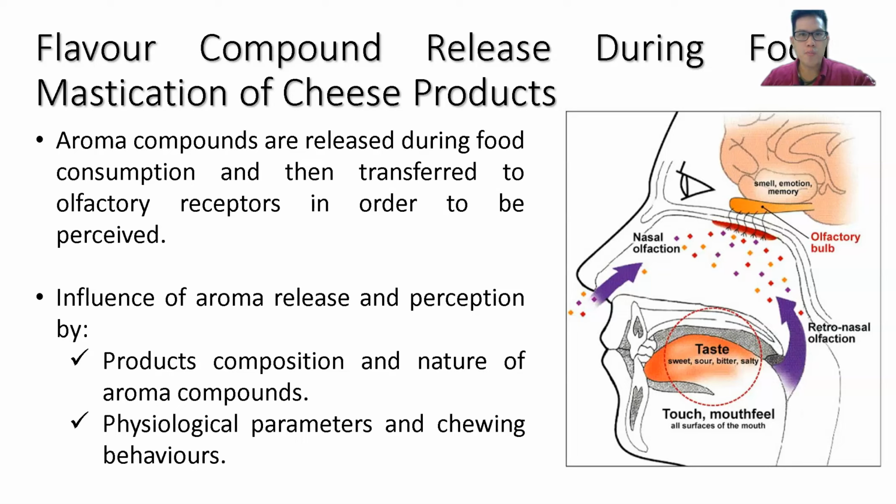Right before we talk about the mastication of cheese and the flavor release, you must realize that the aroma compounds are released during food consumption, in this case while we are chewing it, and then transferred to the olfactory receptors in order to be perceived. So imagine that you have just eaten. Over here you can see the food has been eaten. When it's in the mouth, of course there will be a taste. It will give you the taste based on the tongue as well.